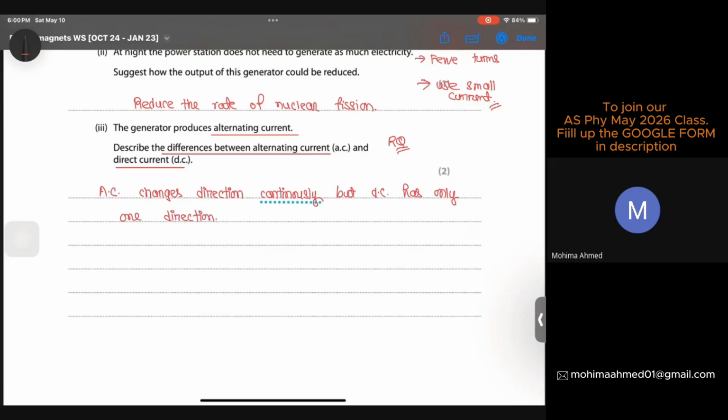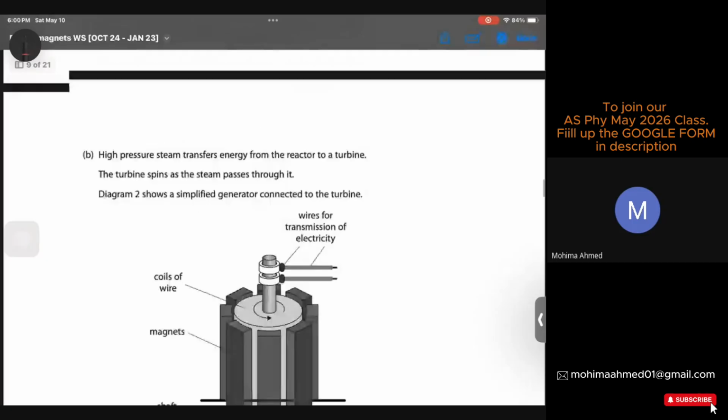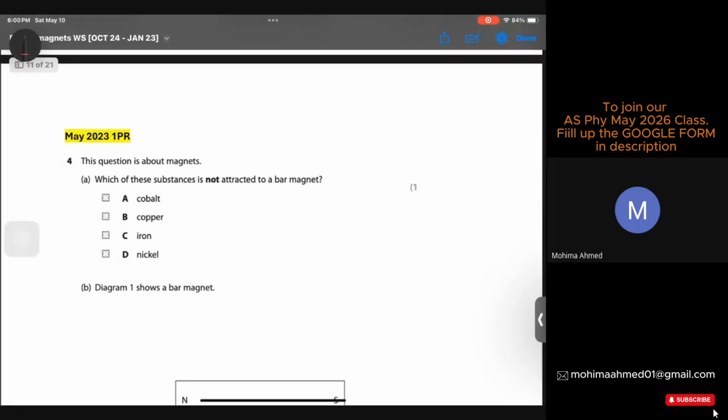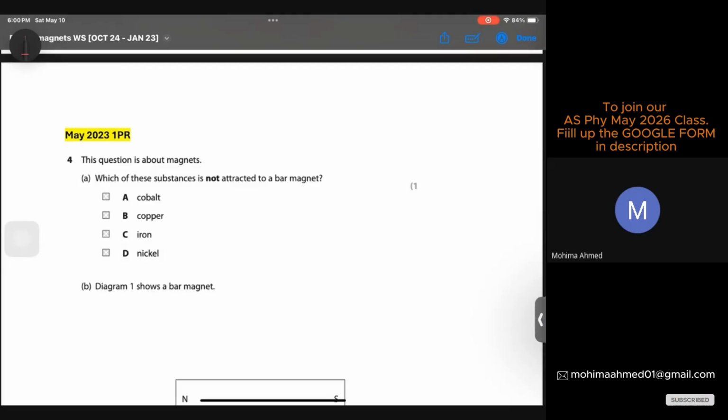Only one direction. That stands for 2 marks. You don't have to write anything else other than this. So this is it. We're done with this question also. Then we will move on to the next one.